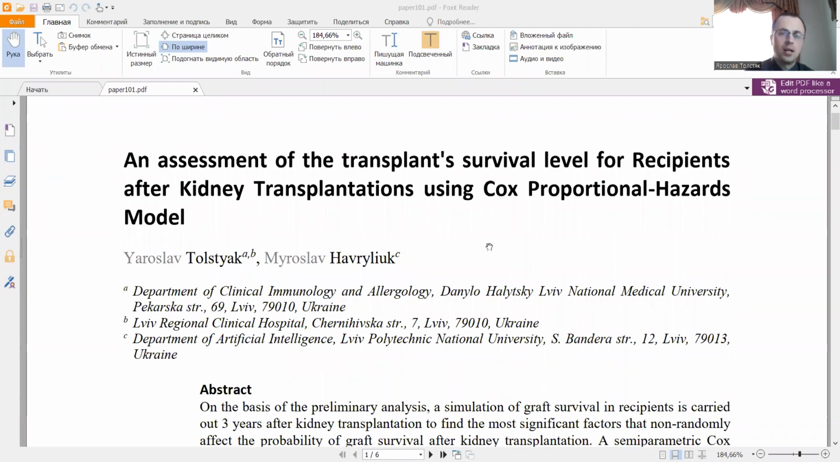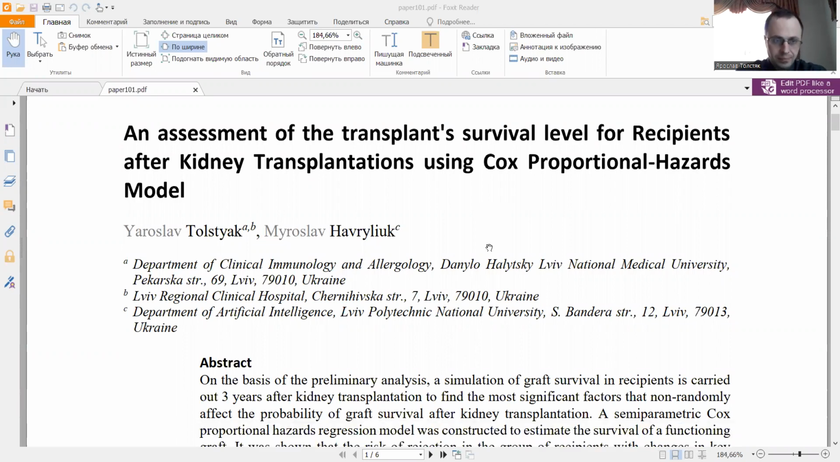Good morning, dear colleagues. The topic of my presentation is the assessment of the transplant survival level of the recipient after kidney transplantation using the Cox Proportional-Hazards Model.